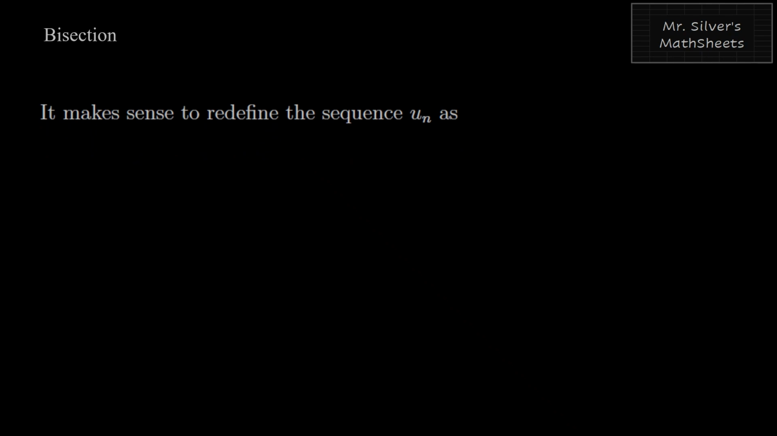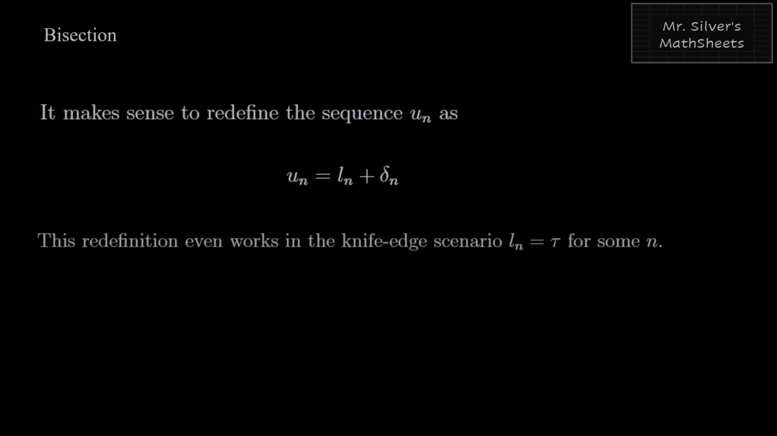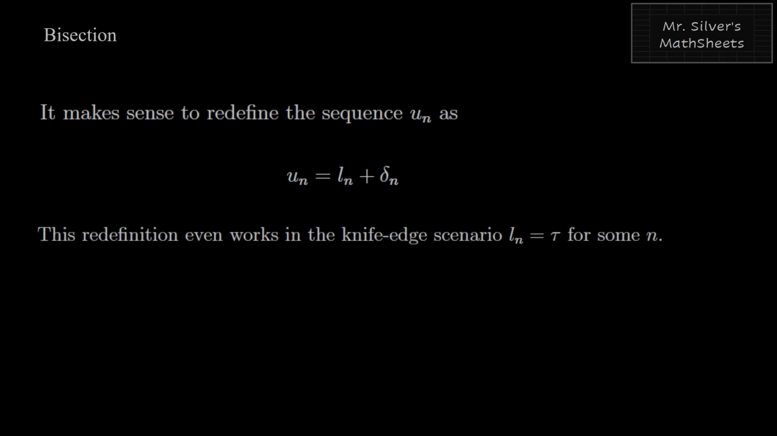It makes sense to redefine the sequence un as un equals the lower limit plus delta. So the fundamental calculation is ln and delta. And this redefinition works in the knife edge situation as well. In the knife edge, we'll say ln is equal to the target, not un. Un will never equal the target.